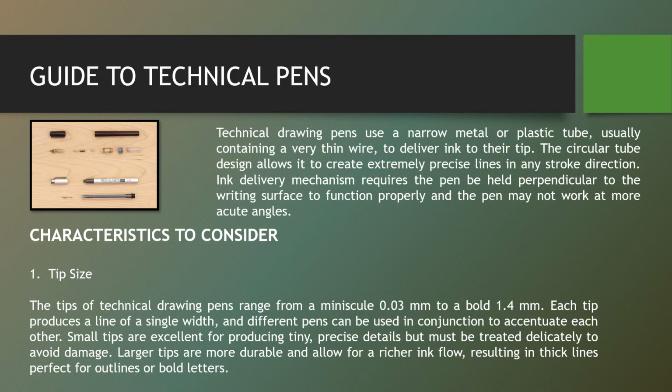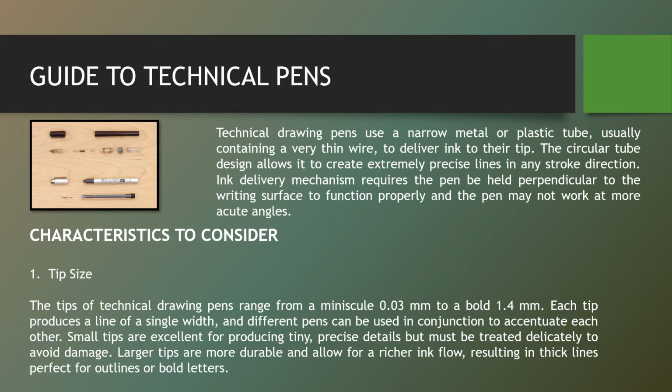Alright, so the technical drawing pen uses a narrow needle or plastic tube, usually containing very thin wires to deliver ink to the tips. The circular tube design allows it to create extremely precise lines in any stroke direction. The ink delivery mechanism requires the pen to be held perpendicular to the writing surface to function properly, and the pen may not work at a more acute angle.